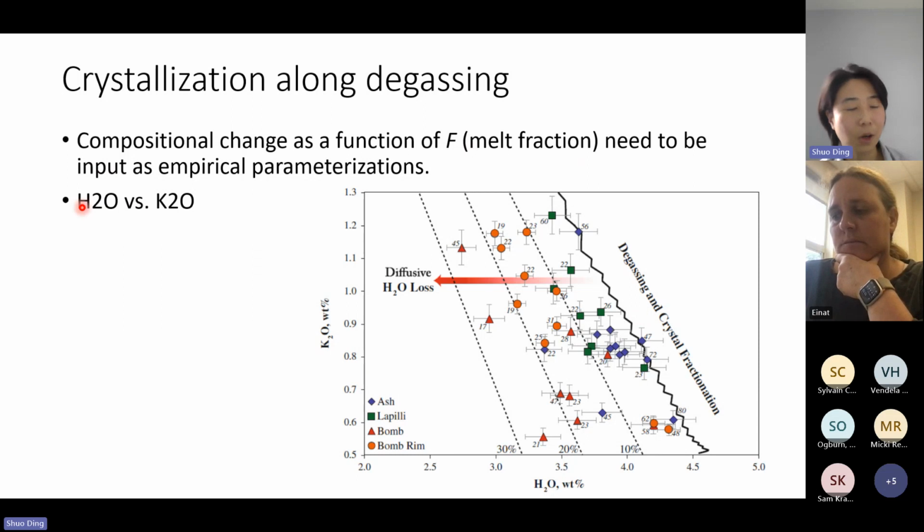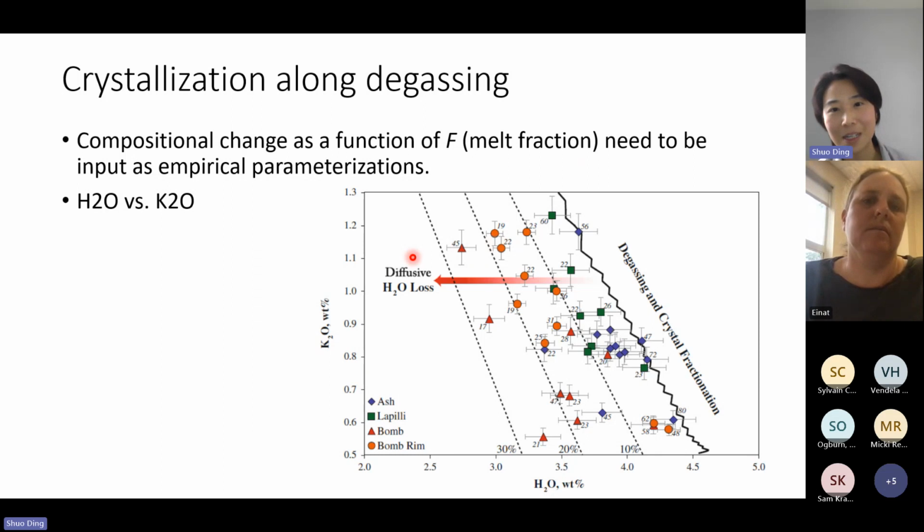This is also kind of empirical, the potassium versus water. For example, this is an example for Fuego. If we only look at this zigzag line, that really describes how potassium and water change as a function of crystallization. We do want to know this part in order to enable crystallization for SulfurX. So basically, it's the melt composition change as a function of melt fraction, and also how potassium changes as a function of water.